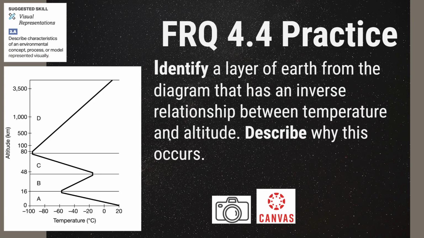Our science practice for the day is describing characteristics of a concept visually. I want you to try to identify one of the layers of Earth's atmosphere in the diagram here that has an inverse relationship between temperature and altitude. So what that means, as for example in the troposphere, as your altitude is increasing, your temperature is decreasing. So you're looking for that opposite relationship.